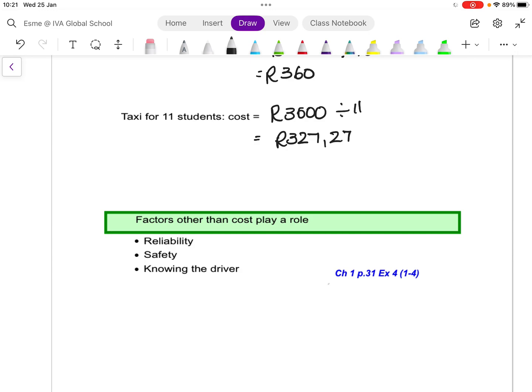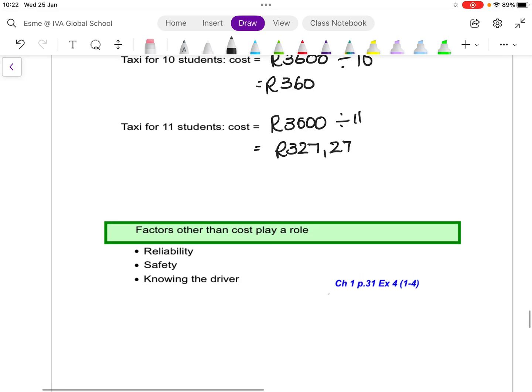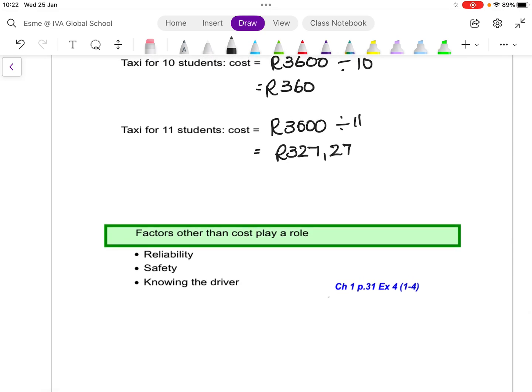Okay, other factors also play a role in the cost. So if you asked for purely economical, you would say for more than 11 students, it would be cheaper to take the taxi. But sometimes reliability, or is the taxi reliable or not? How safe is the ride on the taxi? Do you know the driver? So there are other factors that also play a role in this.